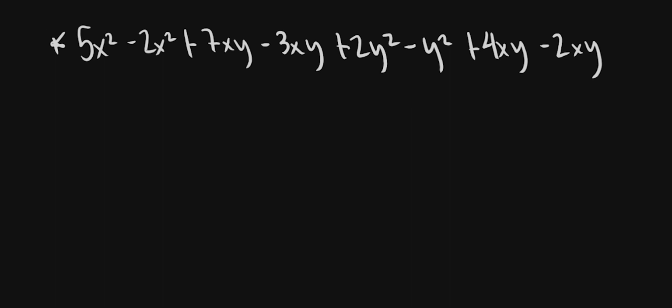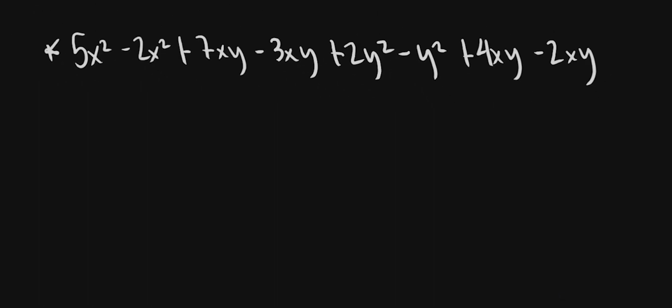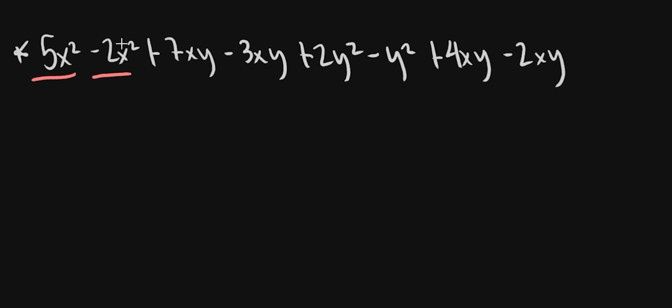And on to the last example. So first, when encountering these problems, let's first find out what the similar terms are. 5x squared and negative 2x squared are both similar terms, and 7xy and negative 3xy are both similar terms. Therefore, they are to be combined, and 2y squared and negative y squared are both similar terms, therefore could be combined.